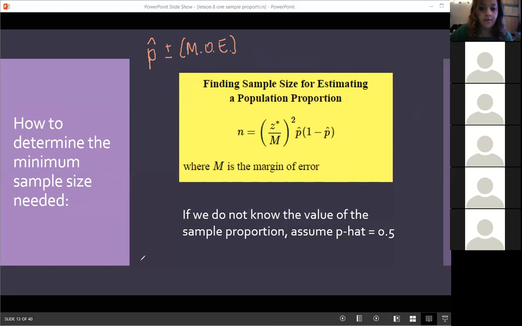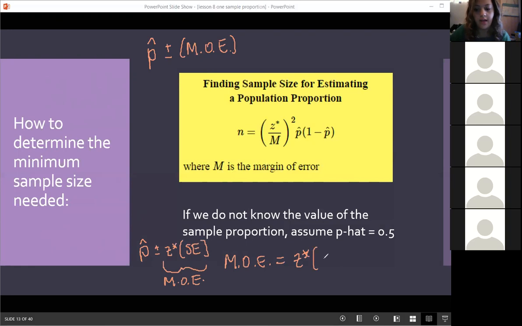So remember, if you were to write it how we usually do, p hat plus or minus our z star, and then times our standard error. So our margin of error is this entire right side. And then another way to write it, I just write it in a bunch of ways since some people understand it differently. Our margin of error is technically equal to our z star times our standard error. But remember, margin of error is our entire right side of the equation. It's not the same as the standard error.